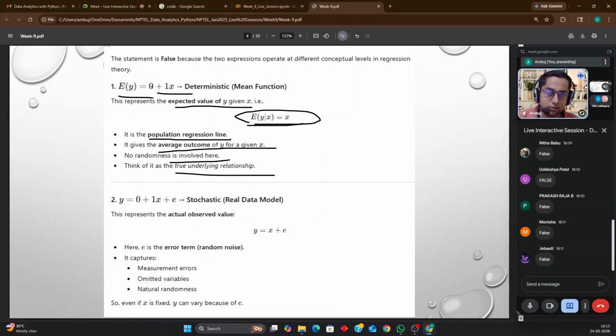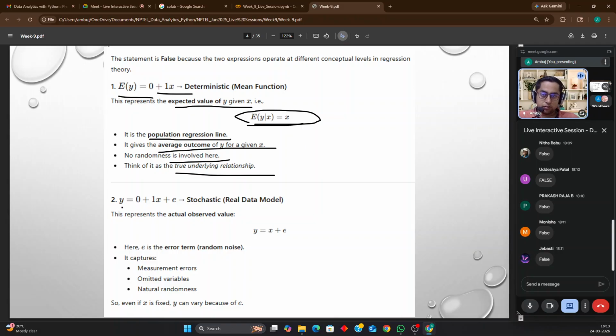Okay. 0 plus 1x, the 0 will have no meaning. Expected value of y given x will be equal to x. So that is your deterministic mean function. Straightforward. Expected value of y given x equal to x. This was the first equation.